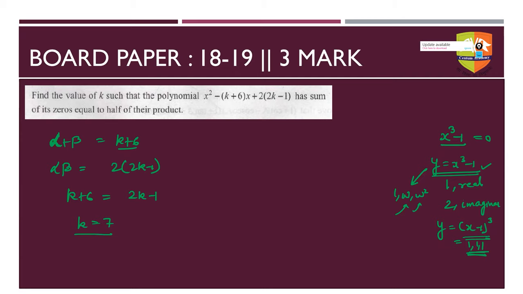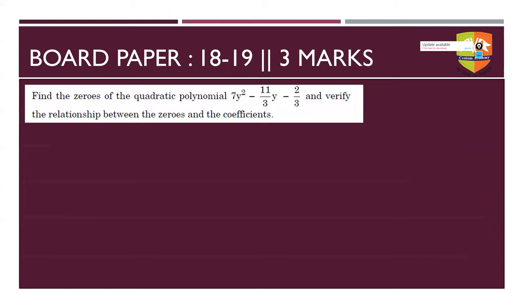Okay? 3 marks, not worth it. Anyways, find the zeros of the quadratic polynomial and verify the relationship between the zeros and the coefficients. Verify the relationship meaning, what do you need to do? Sum of roots and product of roots, you have to show that it is minus b by a and c by a.